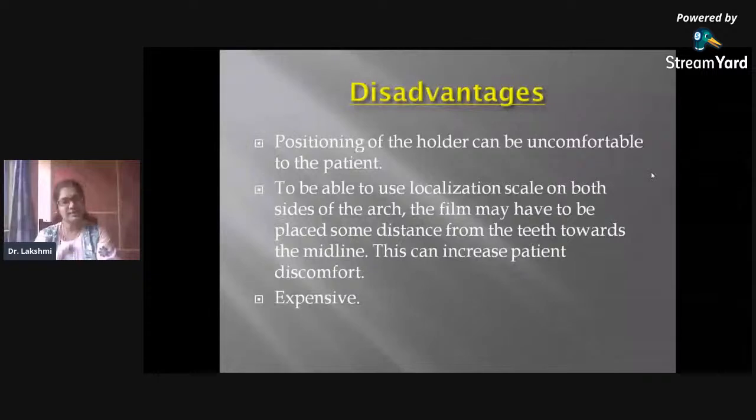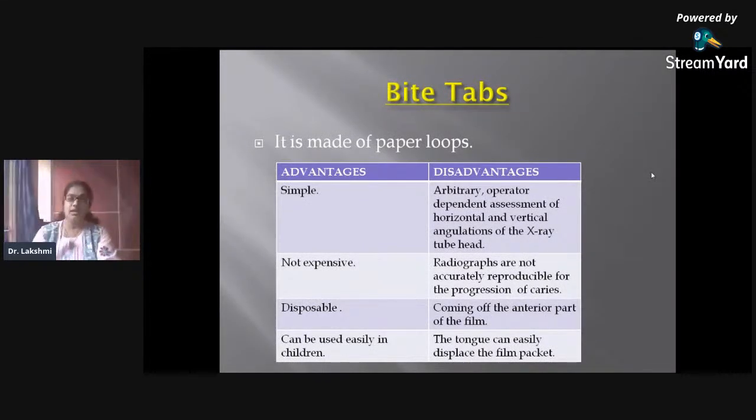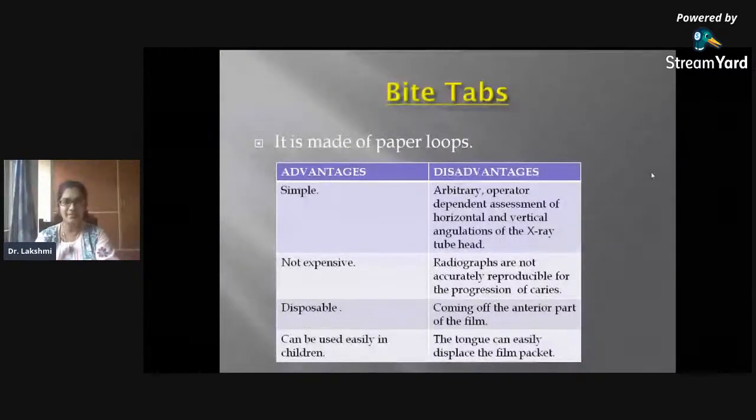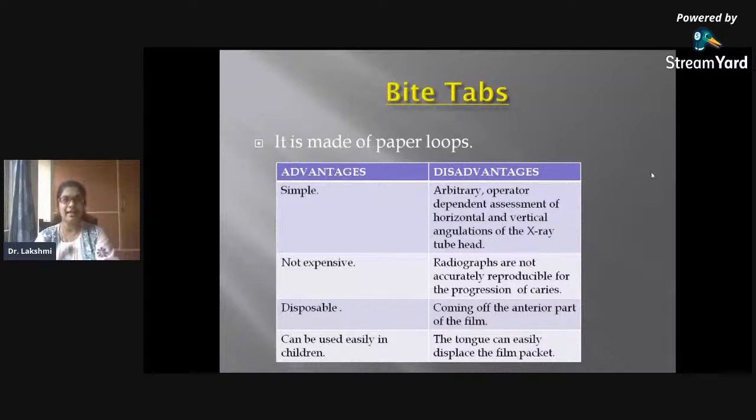Okay. So the disadvantages are that positioning of the holder can be uncomfortable to the patient. To be able to use the localization scale on both sides of the arch, the film may have to be placed some distance from the teeth towards the midline. This can increase the patient discomfort, and they are relatively expensive also. Okay. Coming to bite tabs, they are made up of paper loops, or even micropore, the plaster which we use for dressing. If you can properly place 2 to 3 layers of that and create a tab, it can still work out better. These are little clinical tips.